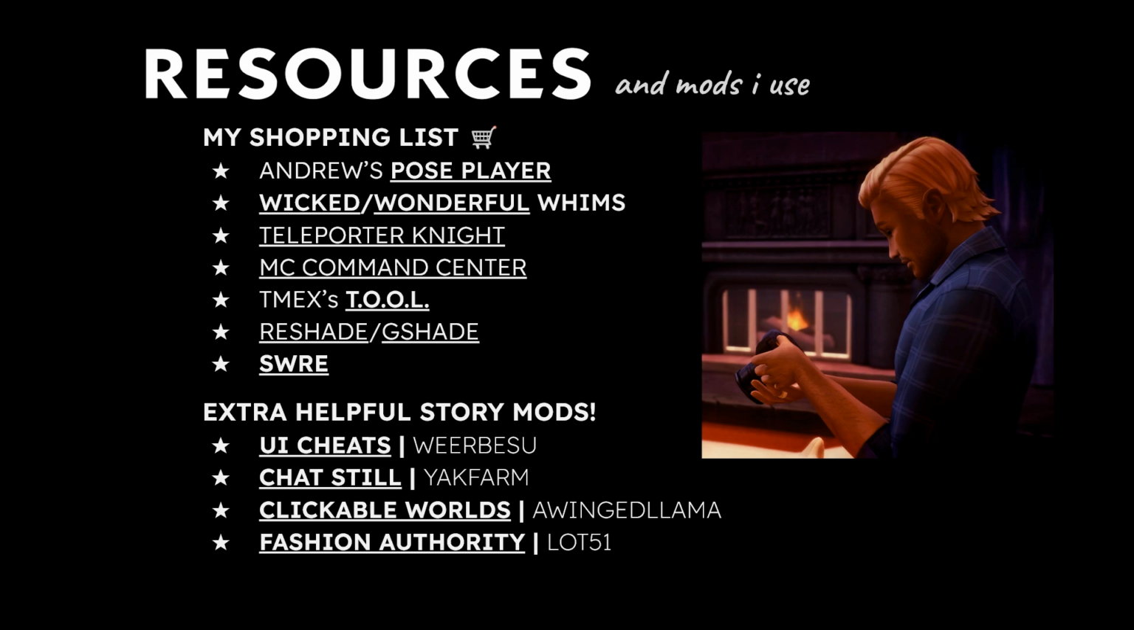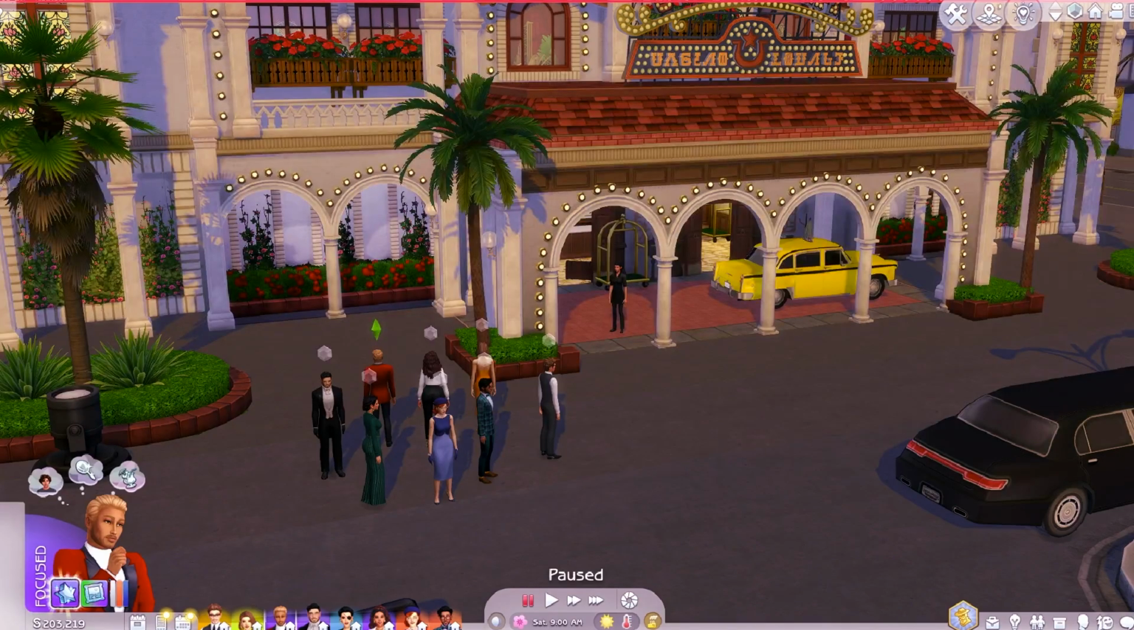Fashion Authority by Lot 51 is great, and it has been updated since I last made a video on it. I figured I could use it for pose accessories I use a lot without having to assign them to an outfit for my sim. It's something I can throw a pose accessory on real quick. Let's hop into the game real quick and I'll show you this, because I don't think Fashion Authority is going to come up as often. We're not going to get too much into props right now.